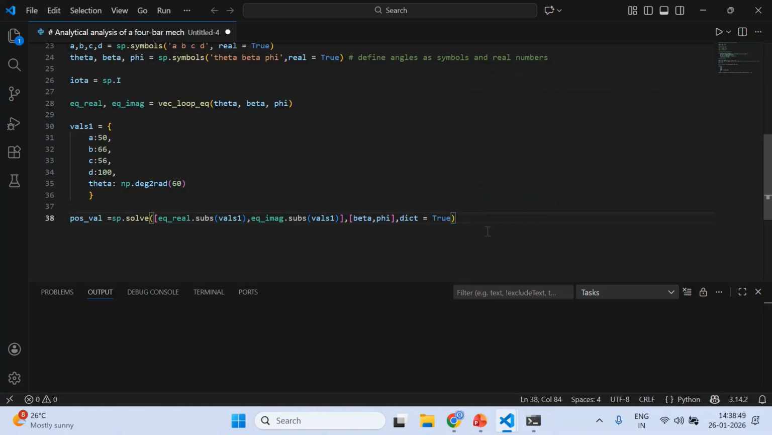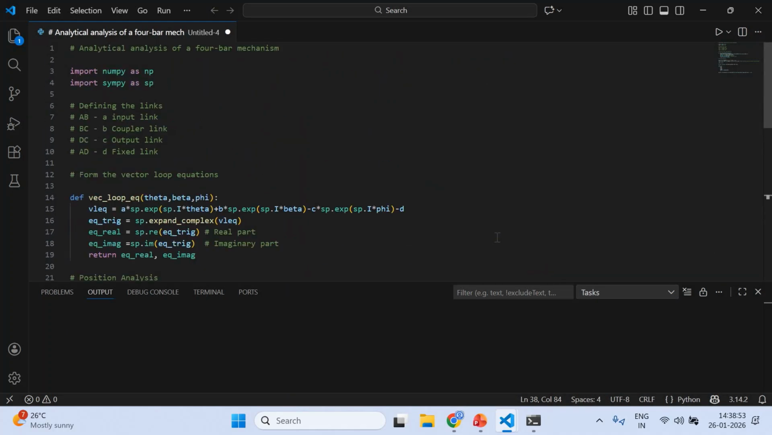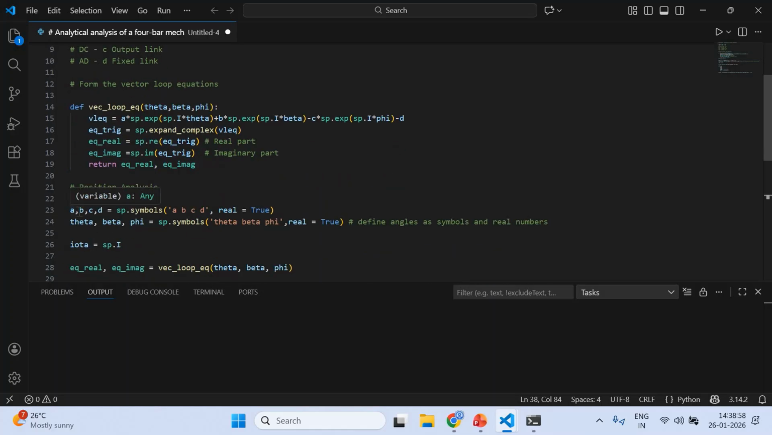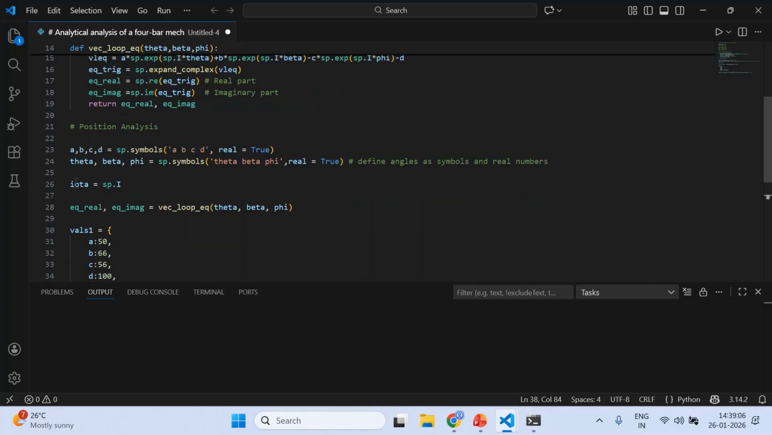So let me quickly summarize what I have done, just from the beginning, right? I have first defined the vector loop equation, then I defined A, B, C, D as symbols in SymPy, and then I declared them as real numbers. The same thing I did for theta, beta, and phi, right? This is one term, iota equal to sp.I, which I have defined here so it can be used later on.